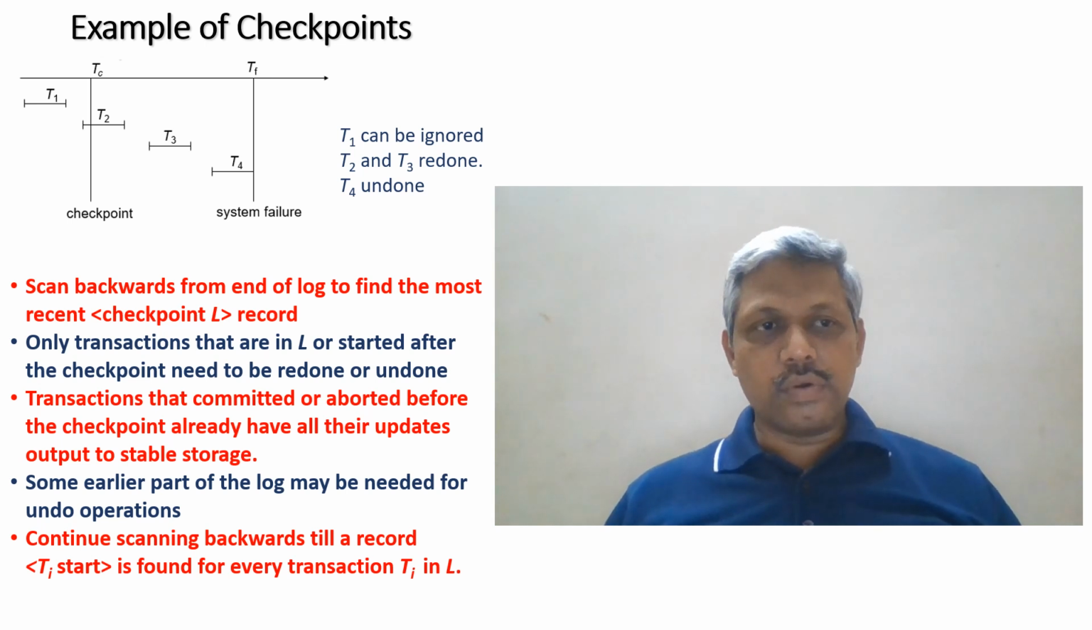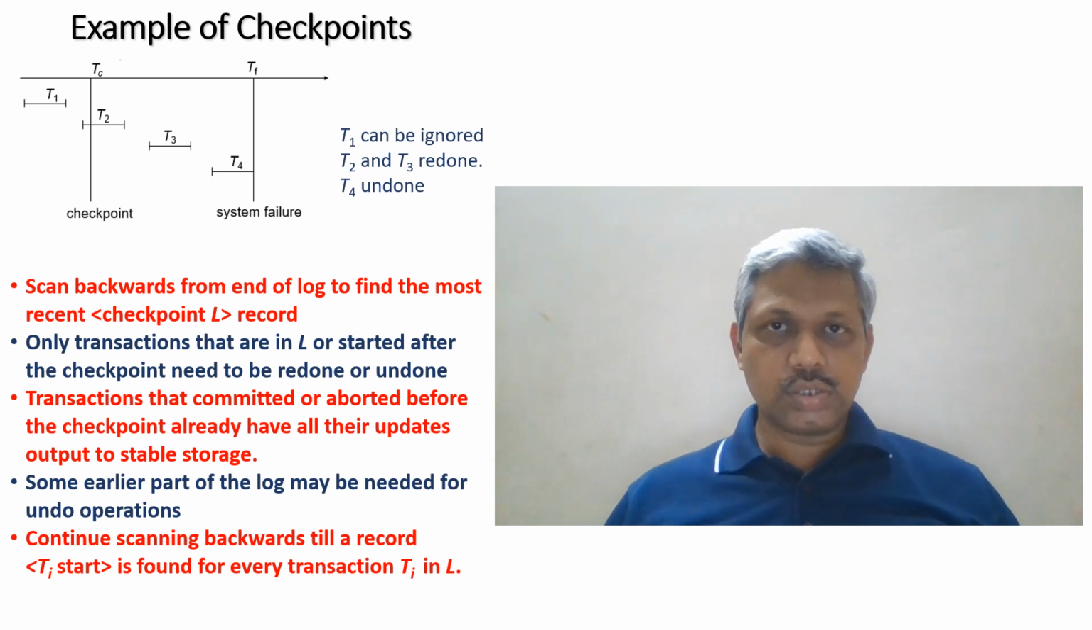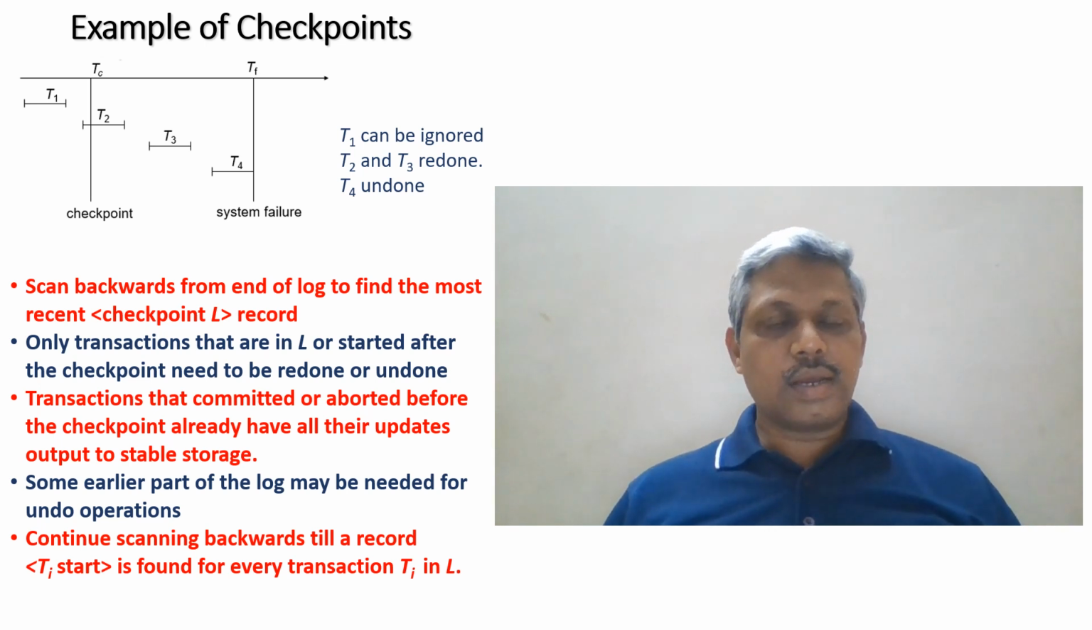If you scan backward from the occurrence of failure through all the log records, we will come across the log records of T4, T3 and T2 in that order. T4 has initiated, but it has not aborted and it has not committed, so we need to undo the actions of T4. T3 has initiated and it has been committed, so we need to redo the actions of T3.